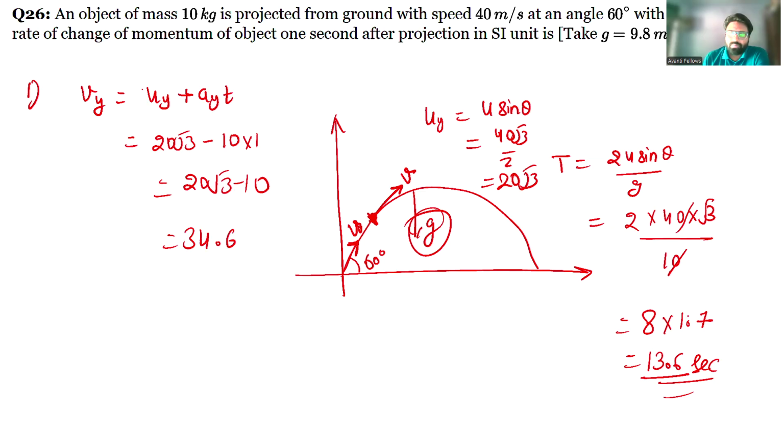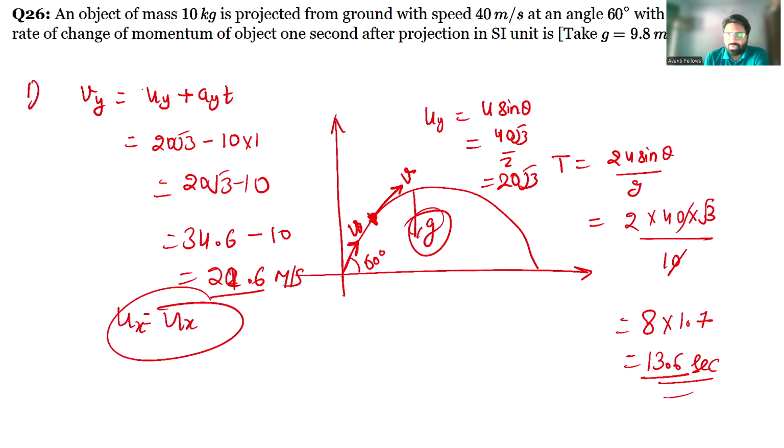Root 3's value is 1.7. Multiply by 20 is 34. So it is coming out to be 24.6 meter per second. Vx will remain the same as ux because there is no acceleration in the horizontal direction. So the change in momentum is nothing but final velocity minus initial velocity, multiplied by mass. This is the one method.